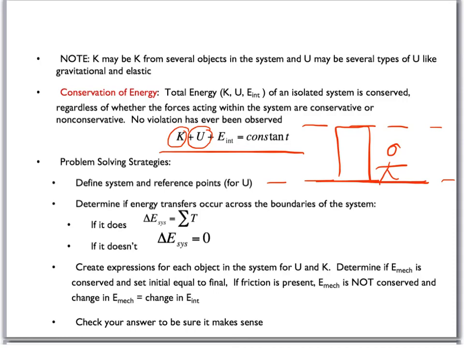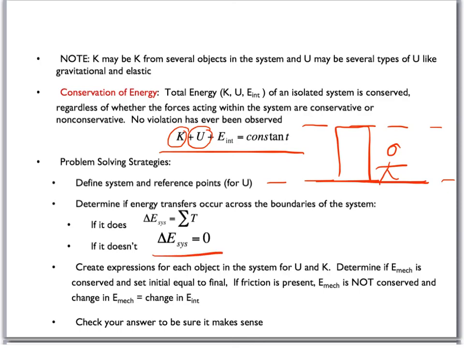Point number 2, determine if energy transfers occur across the boundaries of the system. If there is some sort of transfer, then the sum of those transfers have to equal the change in the total energy of the system. If there's not any transfers, then the total energy in your system has to remain constant, and the total change would now have to be equal to 0.